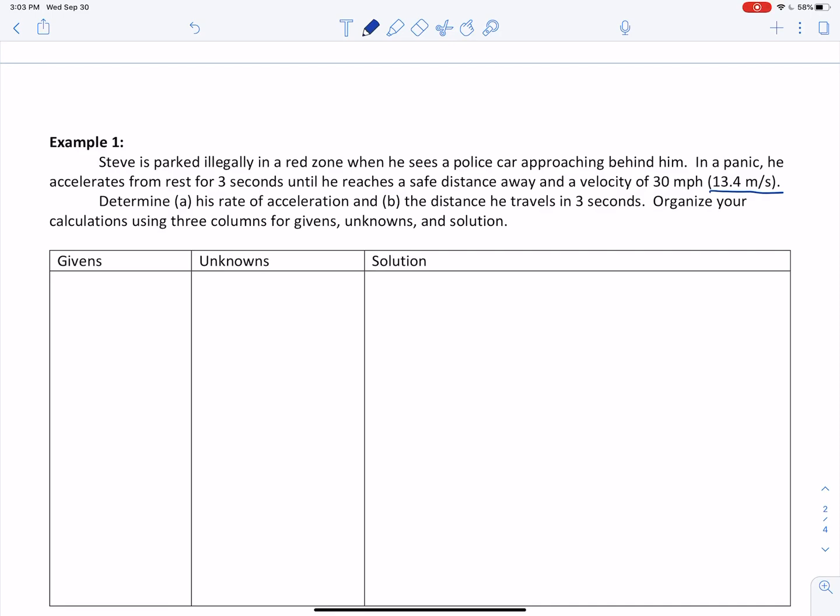So there's some obvious ones. We've got a given here of 3 seconds. So this is a time. We've got a given over here of a velocity. And we can put these in our given column. So I'm going to say t is 3 seconds. I'm going to say v is 13.4 meters per second.